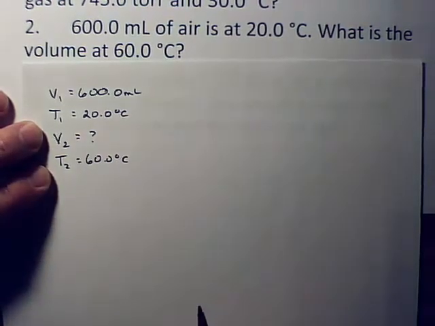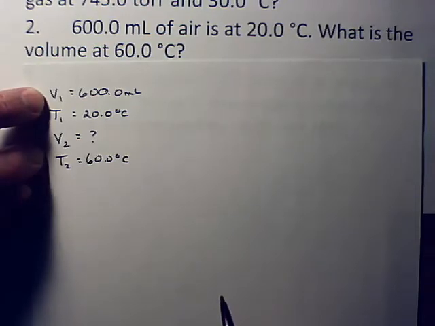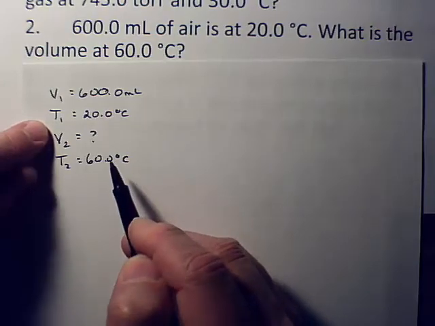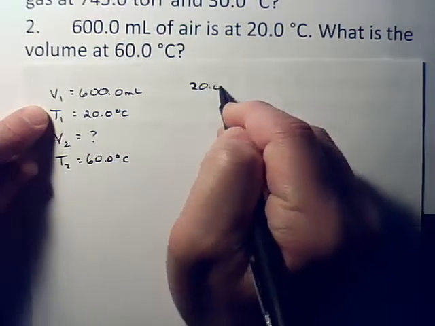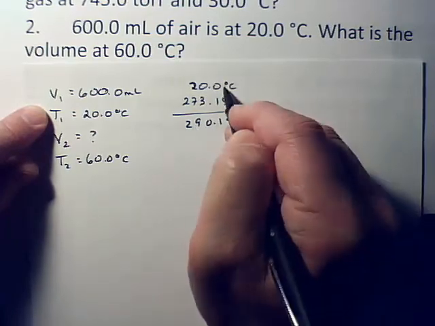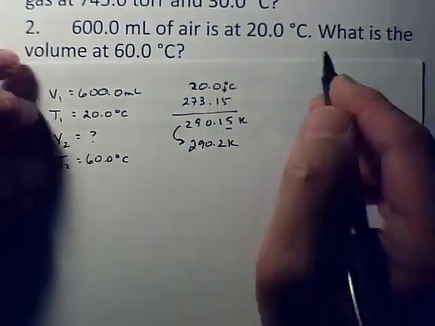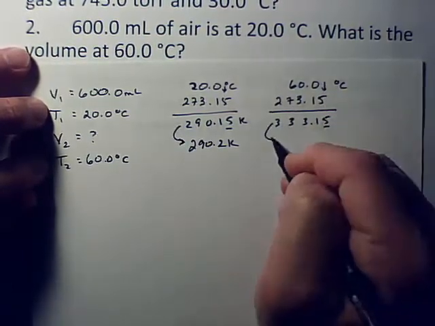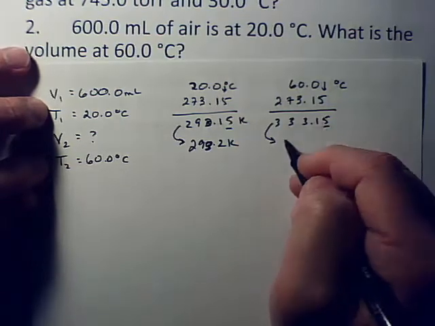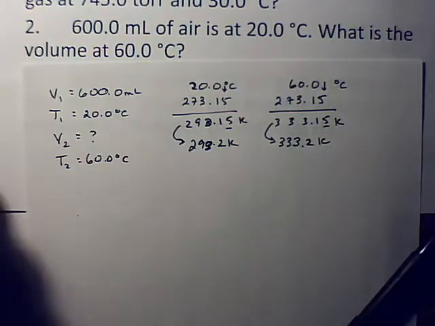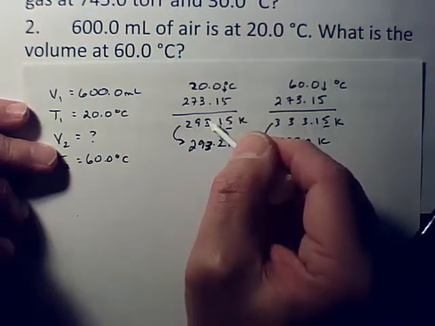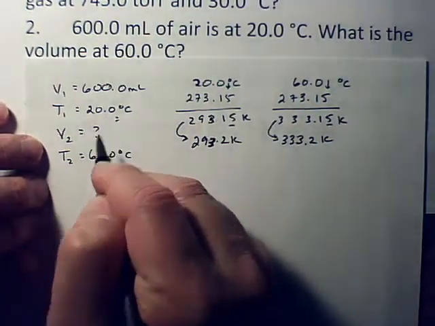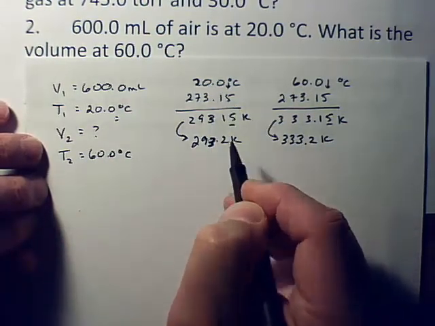60.0 degrees C. Obviously, we're going to solve that with Charles' law, but you got to know when you see temperature in degrees C, little bells and whistles should be going off in your brain and saying, got to convert to Kelvin, got to convert to Kelvin, got to convert to Kelvin, right? And instead of these two temperatures, we're going to say that that is 293.2.